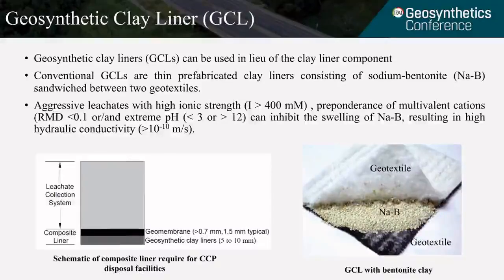Geosynthetic clay liner can be used as an alternative to replace the CCL layers. Because GCL is very thin, it can save a lot of airspace for waste. Also, the GCL is very easy to construct, especially for areas with poor clay resources, where the GCL can be a sustainable alternative. The GCL includes a layer of sodium bentonite sandwiched between two layers of geotextile.